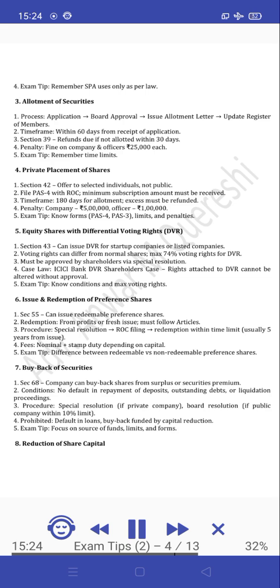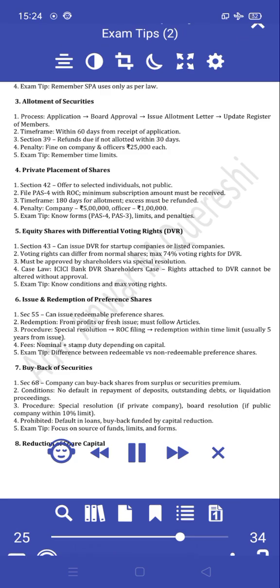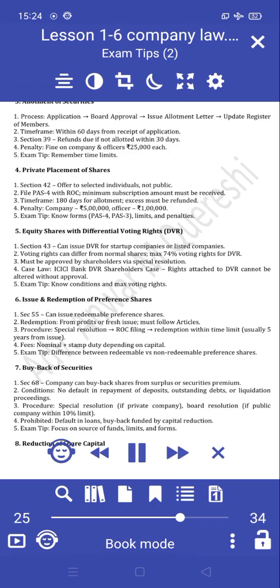5. Equity shares with differential voting rights, DVR. 1. Section 43: can issue DVR for startup companies or listed companies. 2. Voting rights can differ from normal shares. Max 74% voting rights for DVR. 3. Must be approved by shareholders via special resolution. 4. Case law: ACC Bank DVR shareholders case. Rights attached to DVR cannot be altered without approval. 5. Exam tip: note conditions and max voting rights.